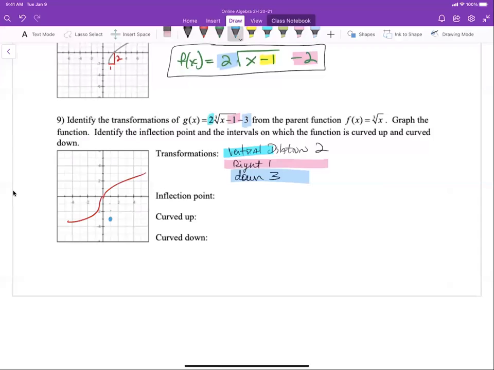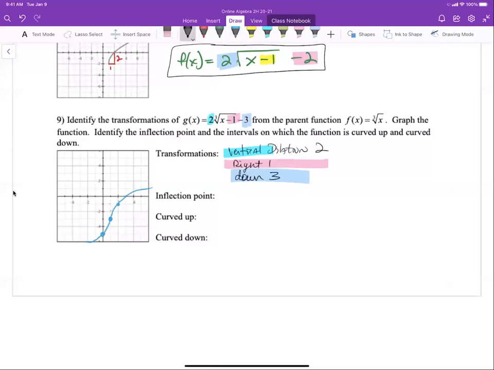Well, here's my new line. And instead of over 1, up 1, I have to go over 1, up 2. Instead of over to the left 1, down 1, I have to go over 1, down 2. And so this graph is going to look something like this. And so we have to identify some things.